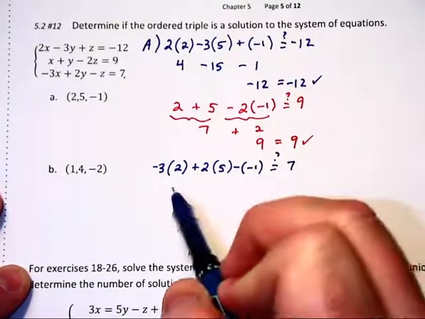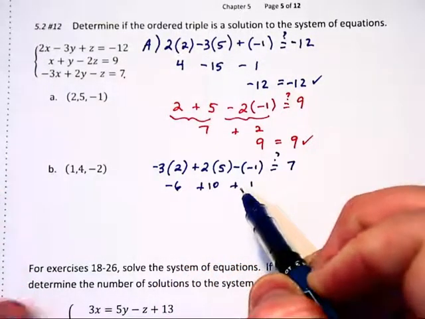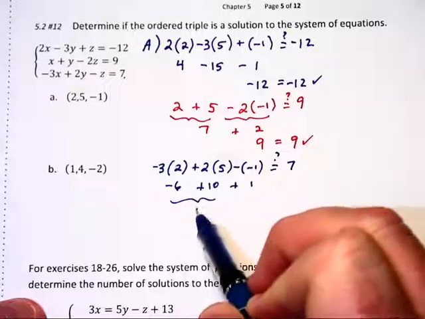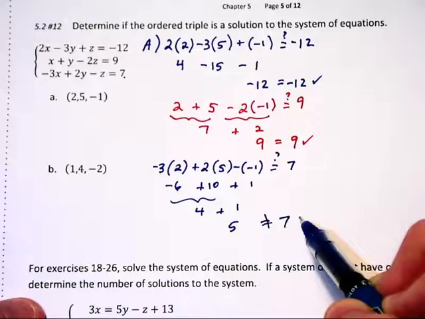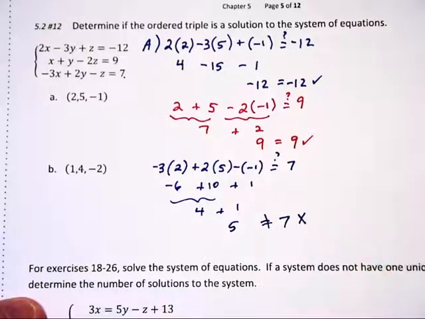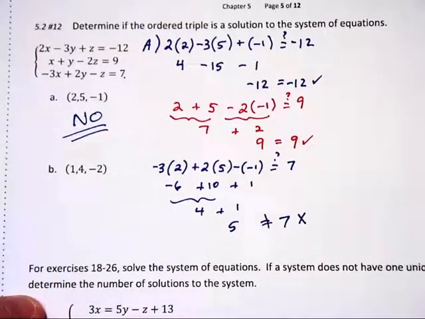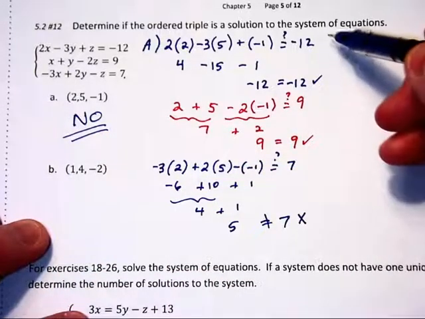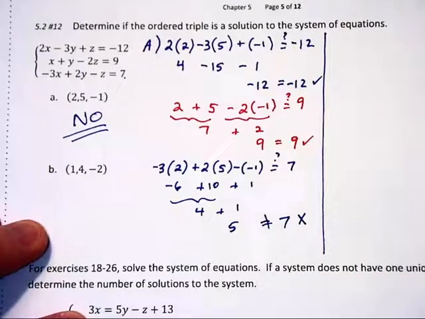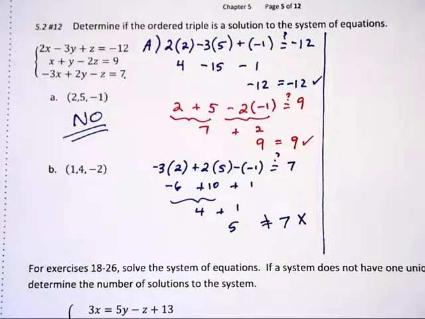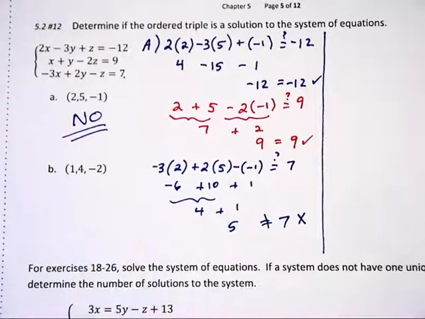So here we go again. -6 plus 10 plus 1. That becomes 4 plus 1, which is 5, which is not equal to 7. Doesn't work there. So no for part A. Now we move on to part B, where we're going to do the same thing over again. This time we're going to be substituting in the point (1, 4, -2).